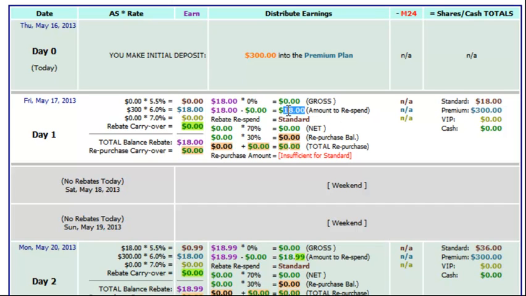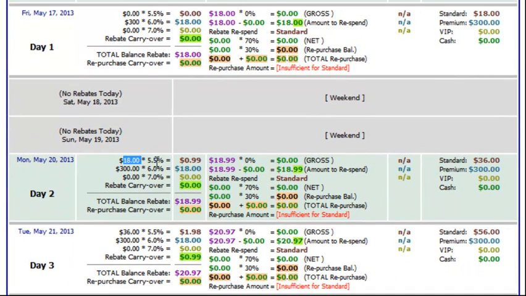If we repurchase 18 ad packs at that point, then our account is going to grow to 18 plus 300. So the next day, we've got 18 earning 5.5% and 300 still earning $18. So now our account has grown to $18.99. We're repurchasing. We can only repurchase even dollar amounts. So that means that this 99 cents is going to carry over to the next day's balance.